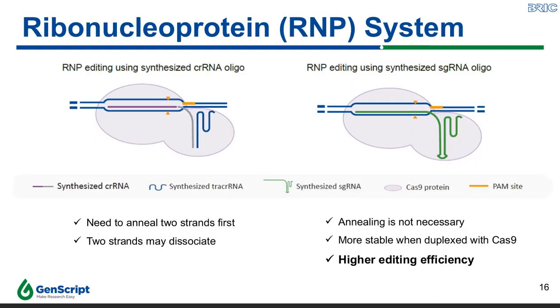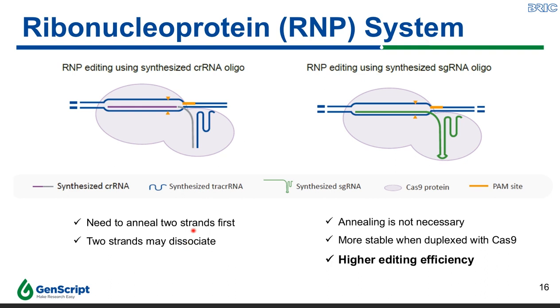And also, during the time when the technology to chemically synthesize sgRNA was not available, a dual oligo format of the guide RNA, which consists of 20 nucleotides of the crRNA and 67 nucleotides of the tracrRNA, was provided. With this dual oligo format, what we need to do is to anneal these two strands first before transfecting into the cell. But studies have shown that these two strands may dissociate easily. This could lead to poor stability when duplexed with the Cas9 endonuclease, resulting in poor editing efficiency.